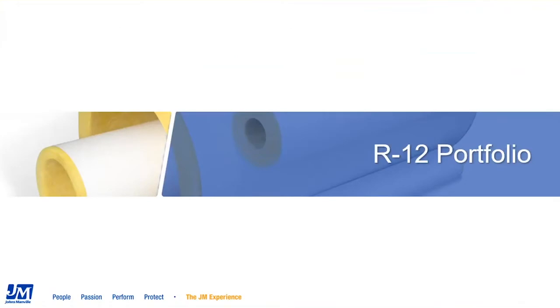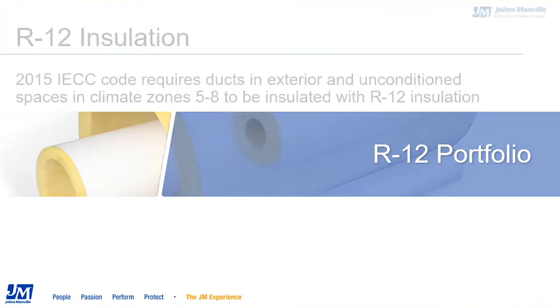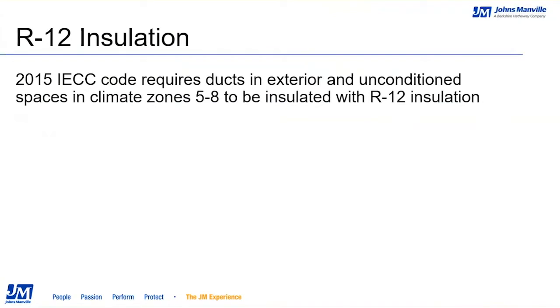JM's R12 Portfolio. The 2015 version of the IECC is currently being adopted at state levels. It requires ductwork in exterior and unconditioned spaces in climate zones 5 and above to be insulated with R12 insulation.